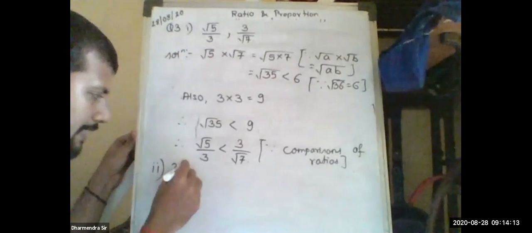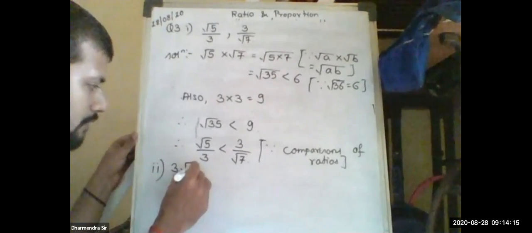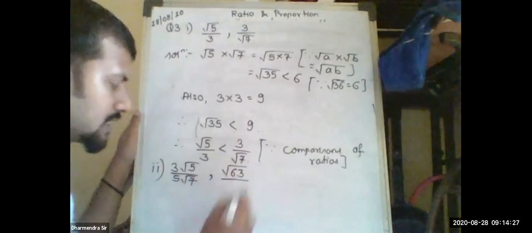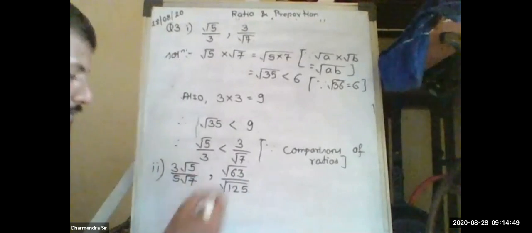So second is 3 root 5 upon 5 root 7, comma root 63 upon root of 125. So again, what you have to do? This is your A, B, C, D. A into D, B into C. Just multiply and we have to compare accordingly.